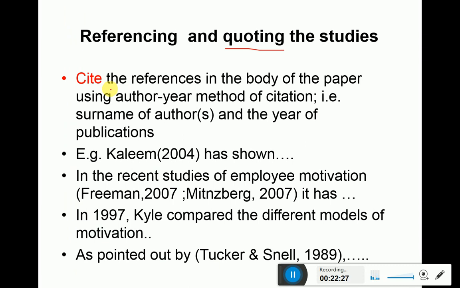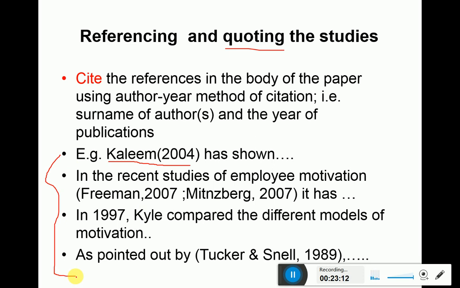So cite or citation means the references in the body of the paper using the author-year method of citation, that is the surname of the authors and the year of publication. For example, Kaleem 2004 has shown. Or in the recent studies of employee motivation, Freeman 2007, or Mintzberg 2007, it has been stated. Or in 1997, Kale compared the different models of motivation. Or as pointed out by Trucker and Snell. These are the different methods you can write it down clearly into your text.